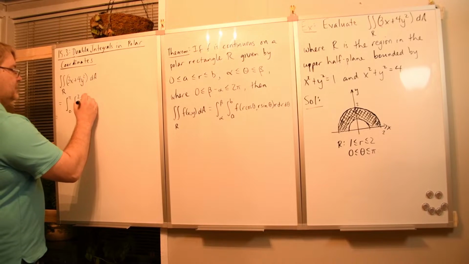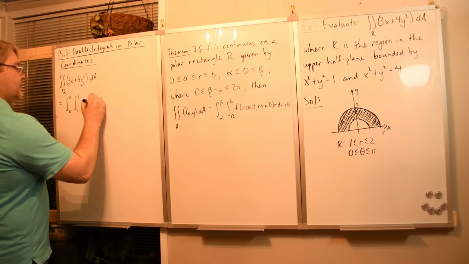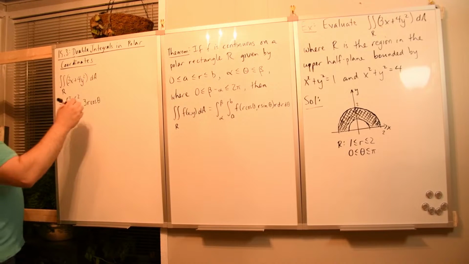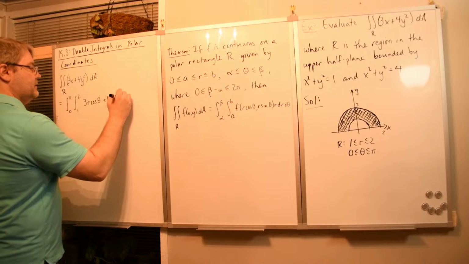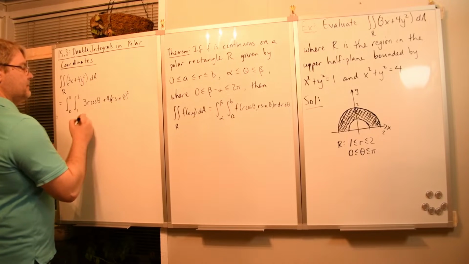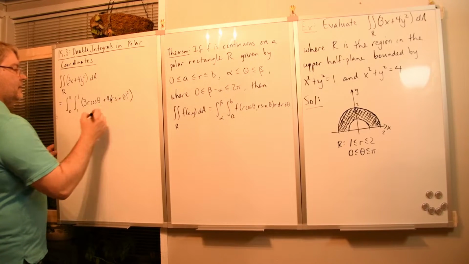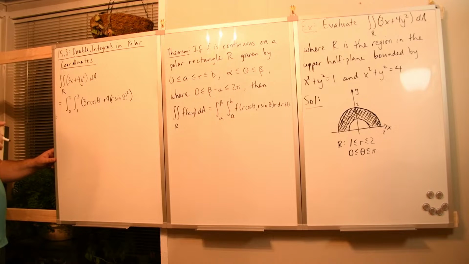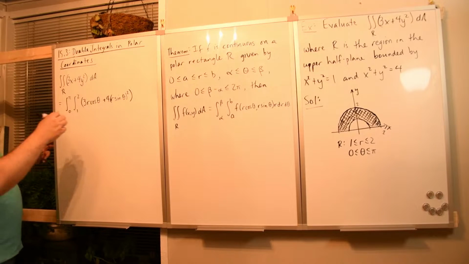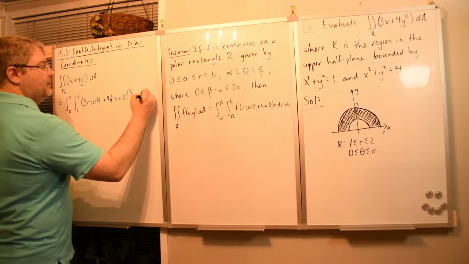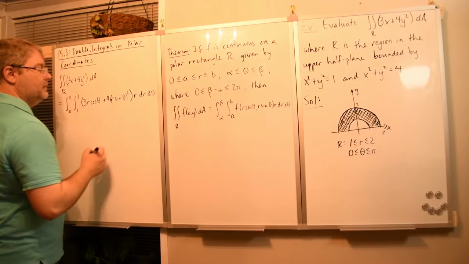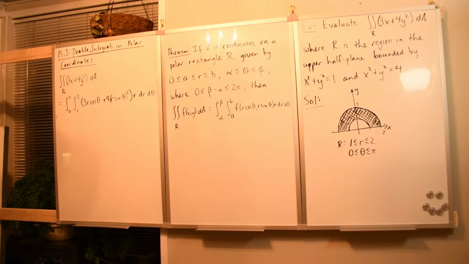We're going to have little r ranging from 1 to 2, those will be our inside limits of integration. And then we have x is the same thing as r cosine theta. We have y is the same thing as r sine theta. And then the dA, remember, that's the same thing as our r dr d theta. So don't forget this extra r that shows up. It's very easy to forget. So this is what our double integral is going to look like in terms of polar coordinates.